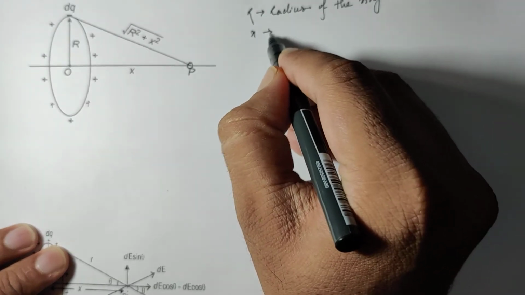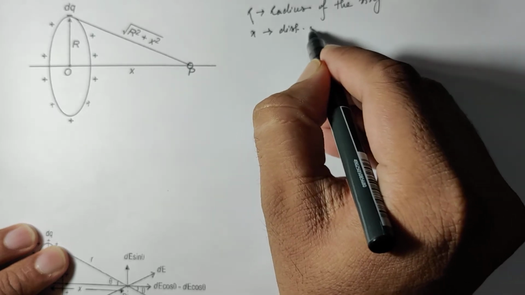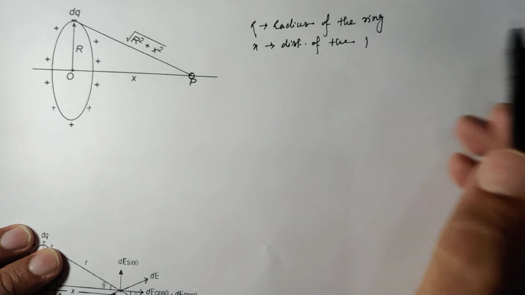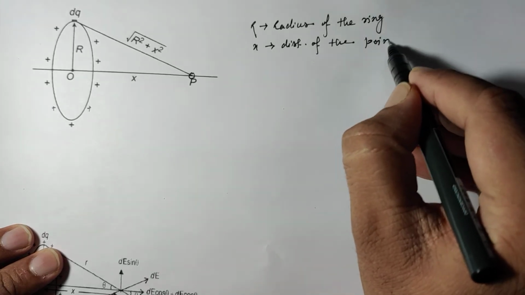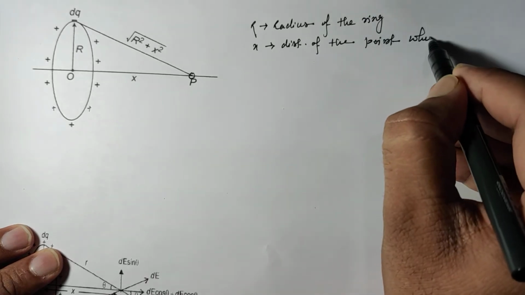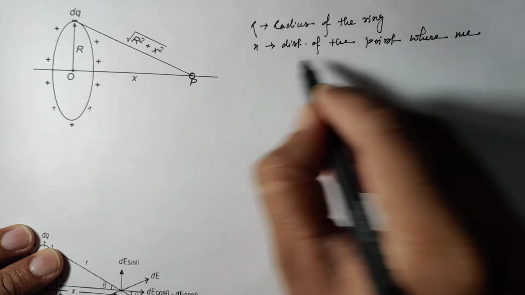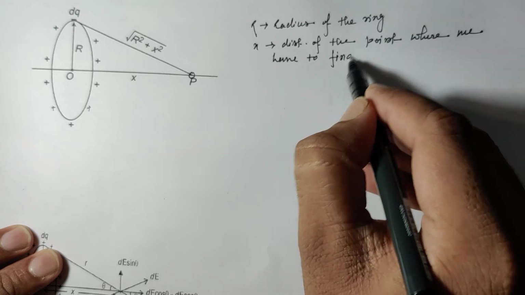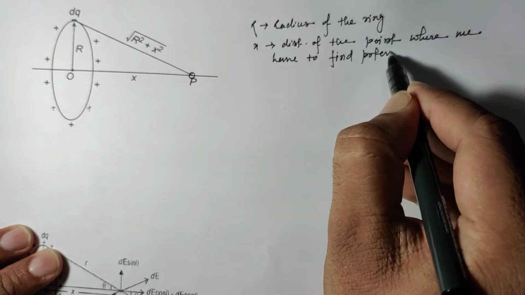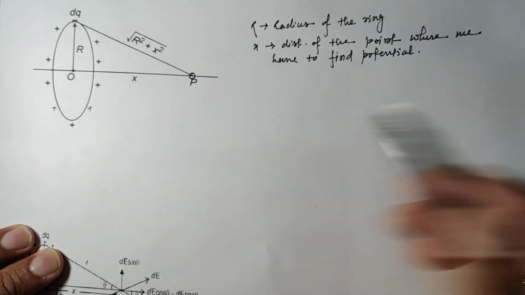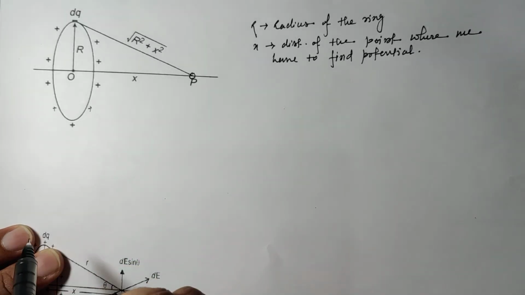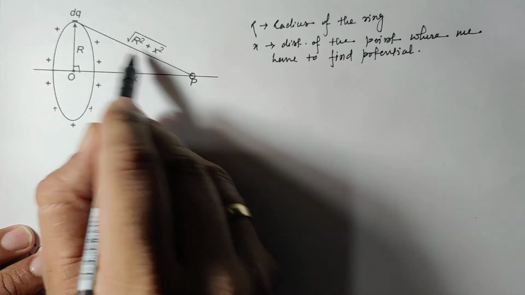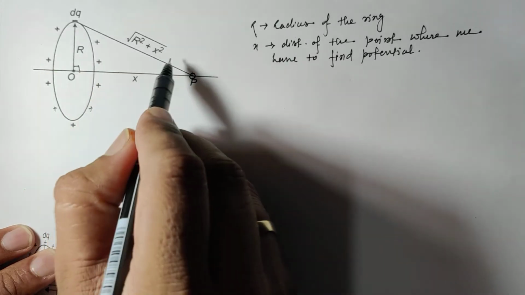x is the distance of the point where we have to find the potential, and this distance is from the center. Now using the Pythagoras theorem, we can easily say that this length will be equal to root over R square plus x square.